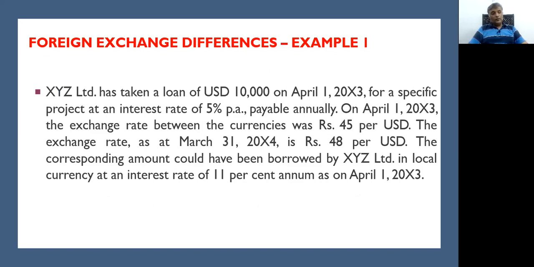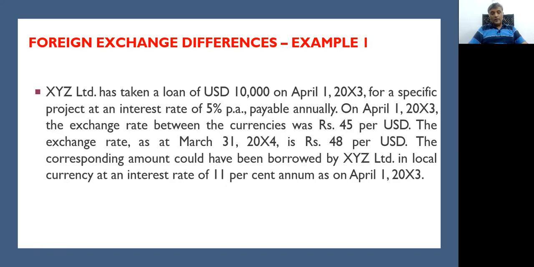This is the problem or a situation. XYZ has taken a loan of USD 10,000 on April 1st, 20X3 for a specific project at an interest rate of 5% per annum, payable annually. So this is a foreign currency loan, $10,000 at 5%. On 1-4-20X3, the exchange rate between the currencies was 45. Now, at the end of the year, 31st March 20X4, it is actually 48. From 45, it has gone up to 48.